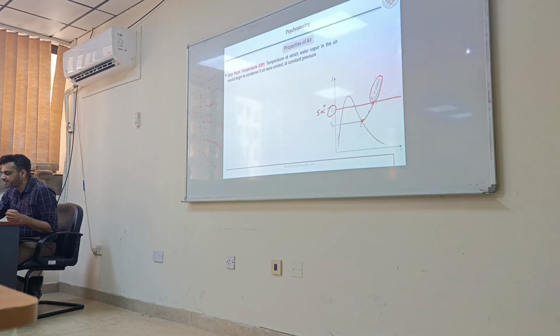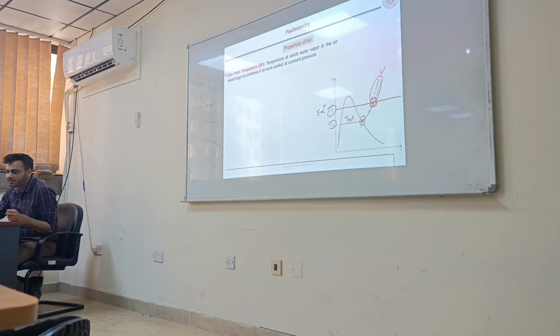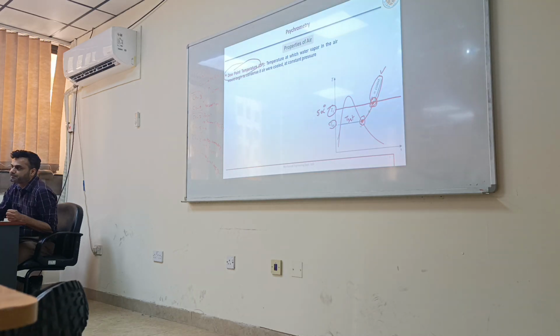At which the same air becomes fully saturated. Because for this pressure, there is one saturation temperature. Here it was superheated, now you are cooling it until it becomes fully saturated. So this is the point which is called dew point temperature, at which this water vapor will start to condense.